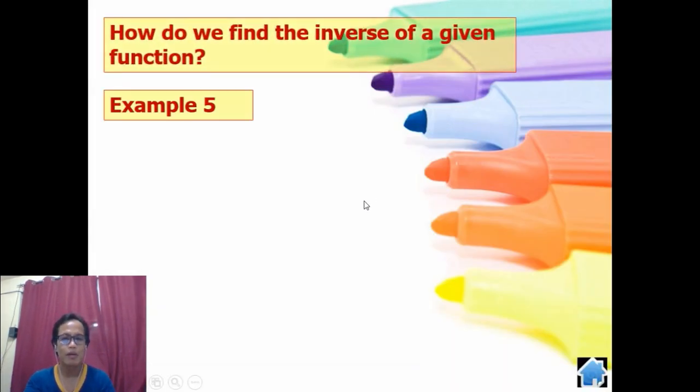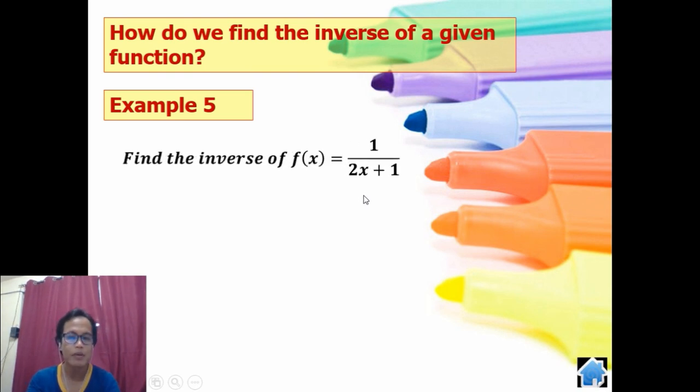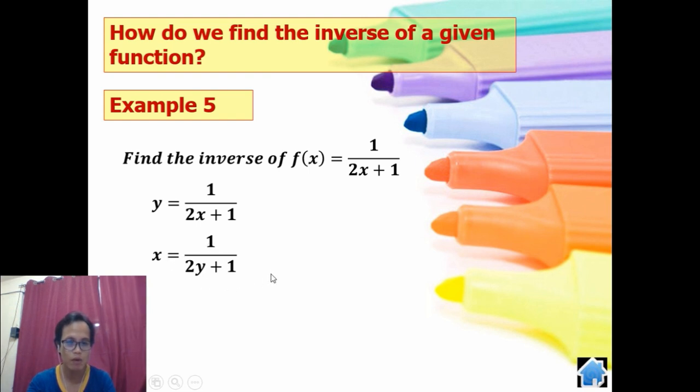Okay, next example, last example. For example, we are told to find the inverse of this function. F of x equals 1 over 2x plus 1. So, f of x ilisan og y. So we have here y equals 1 over 2x plus 1. So afterwards, we need to interchange the variables x and y. Kini nga y mahimo ning x, nya kini nga x mahimo ning y. So this becomes x equals 1 over 2y plus 1.